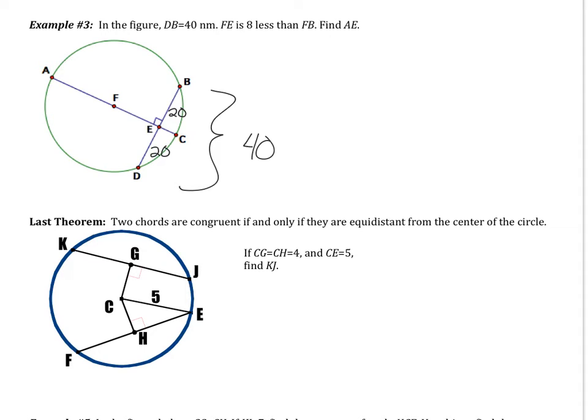Again, they're asking me for a piece that's not even drawn in the picture, so I'm going to draw in FB. So the only thing they told me about FE and FB is that FE is 8 less than FB. Well, if I knew what FB was, I would just subtract 8 from that and know what FE is, but I don't. So what I have to do is label FB as X, and FE is X minus 8.